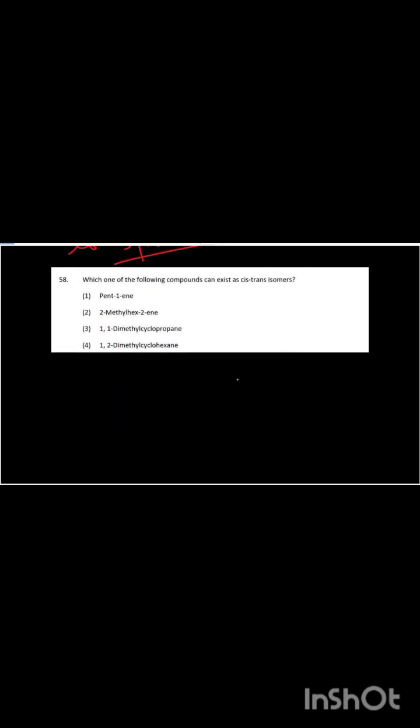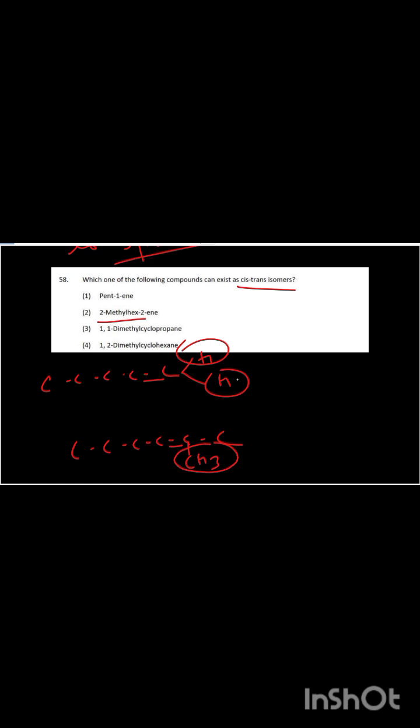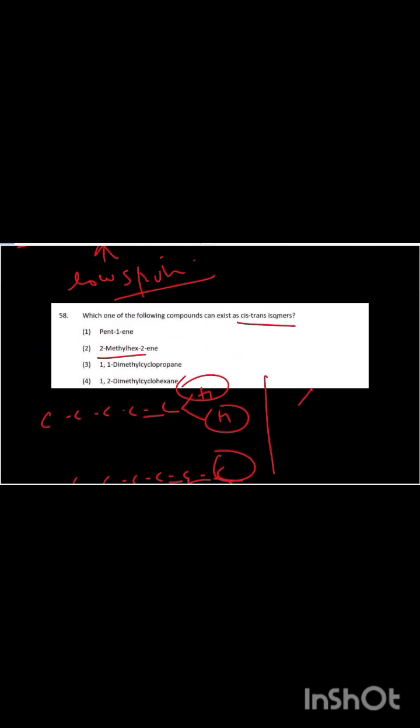Which of the following compounds can exist as cis trans isomer? Pent-1-ene cannot exist as cis trans isomer because both hydrogens are on the same side. 2-Methylhex-2-ene, so here also the 2 methyl groups are on the same side. 1,1-Dimethylcyclopropane, so here also I don't think there is a way, so option 4 must be the answer.